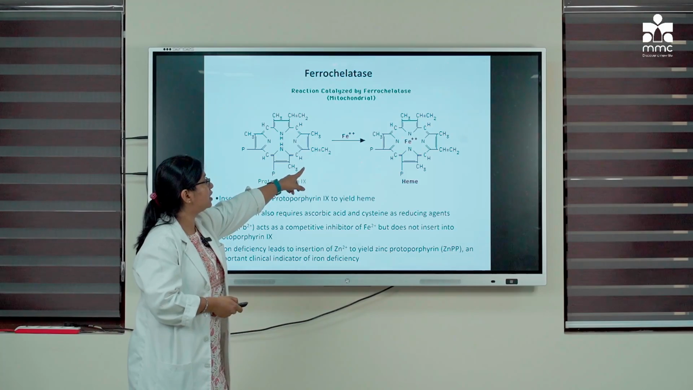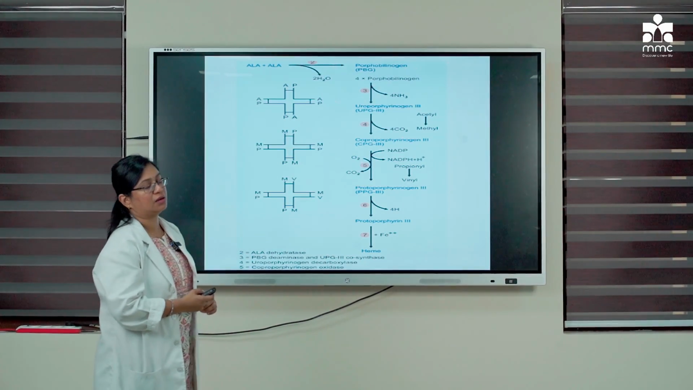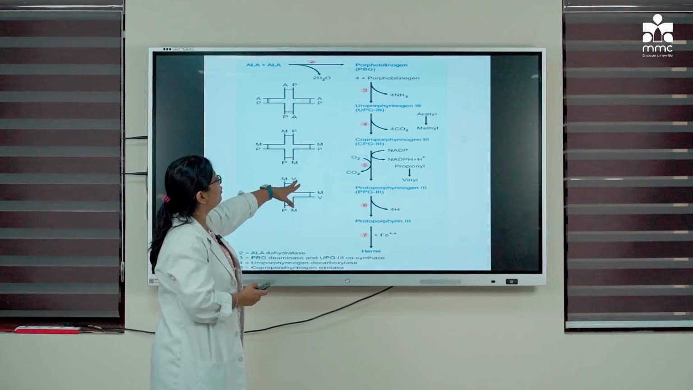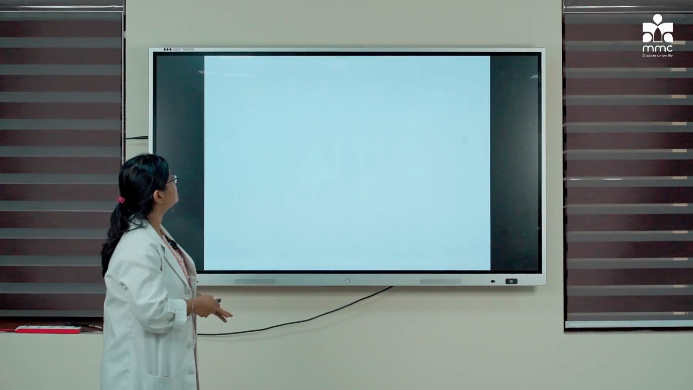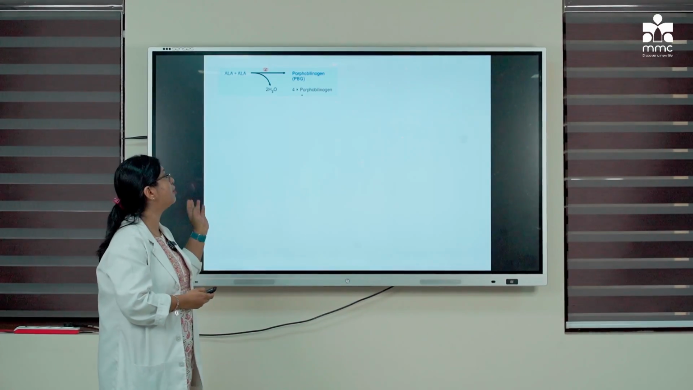It joins with the iron and it forms heme. The enzyme is ferrochelatase. So this is the summary of the whole thing. Let us see it step by step. So the first step, you have glycine plus succinyl CoA forming ALA.